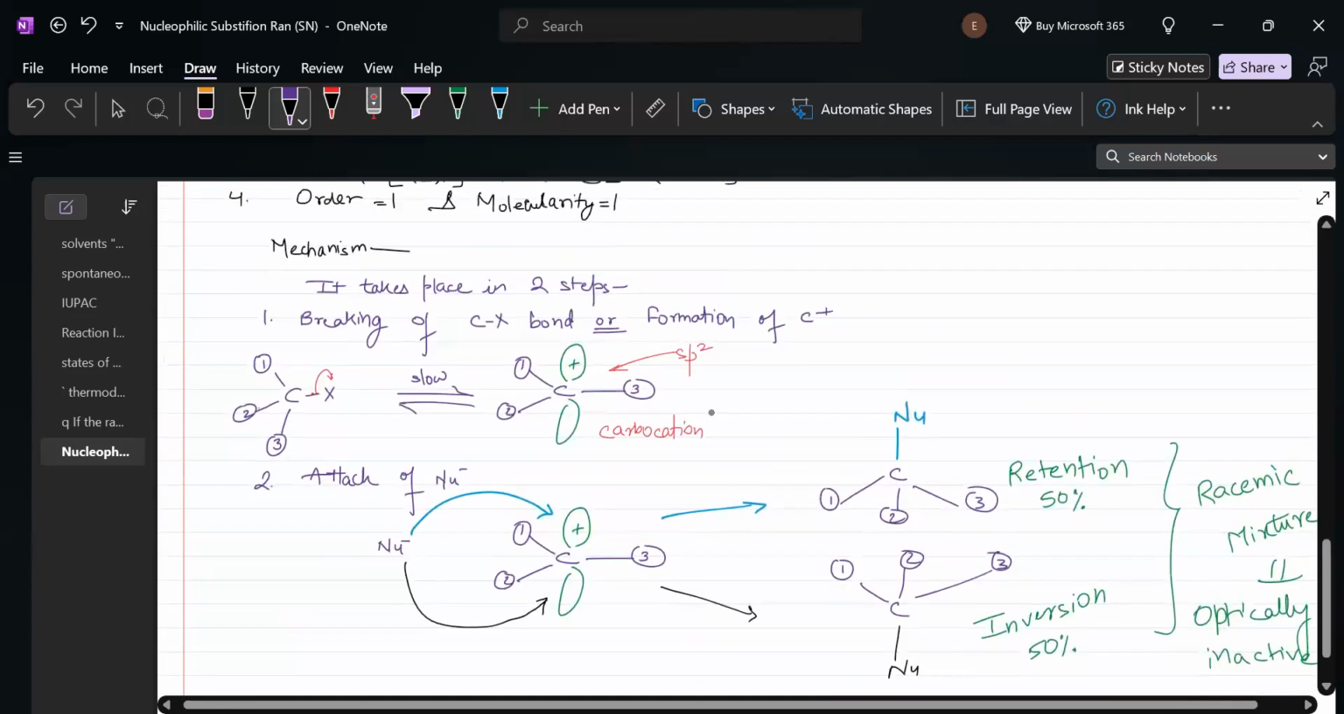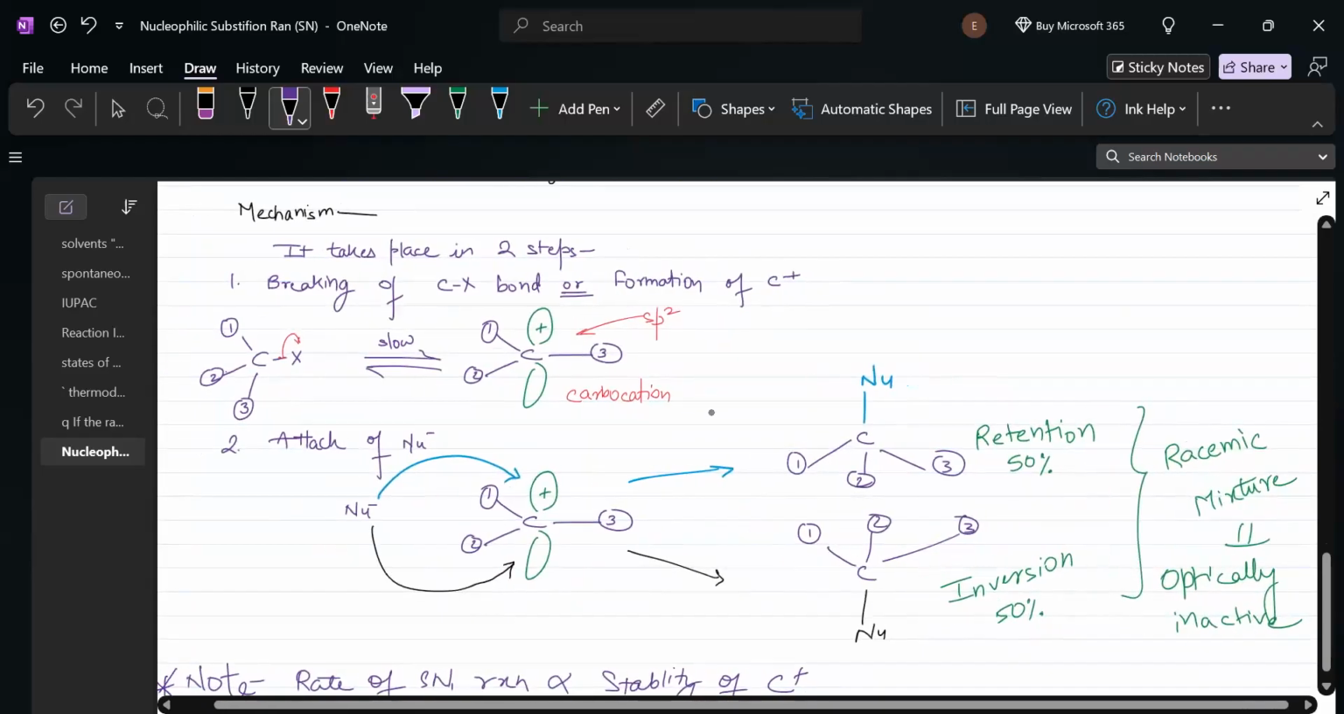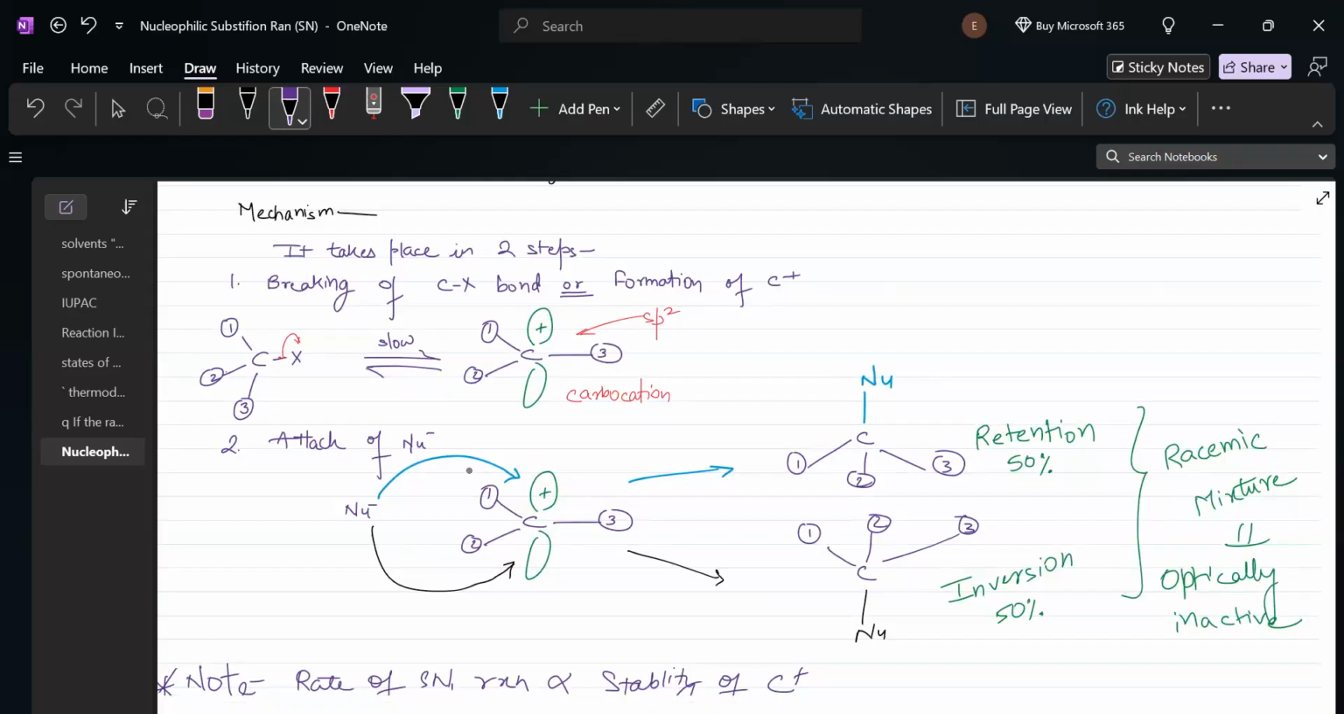And in two steps we have done this reaction. In the first step the carbocation is formed, and in the second step the nucleophile is attacking, and it has the ability to attack from both sides. And if the nucleophile has attacked and formed the product which has the same structure as the original substrate, that will be called retention, because the original compound structure has been retained. And if it attacked from a different position, inversion is caused.